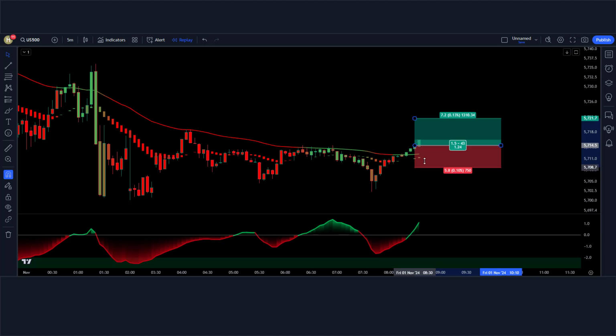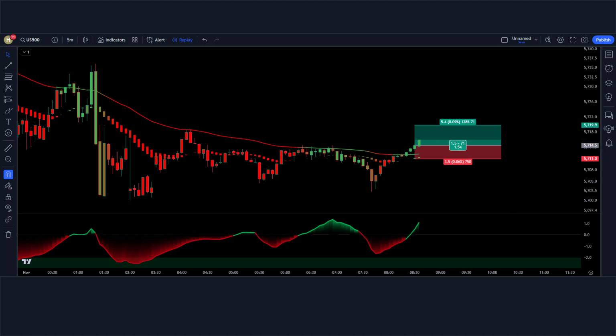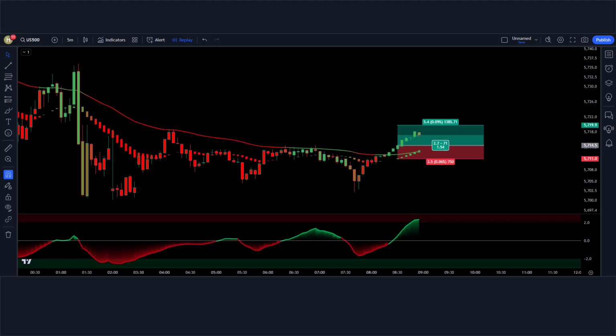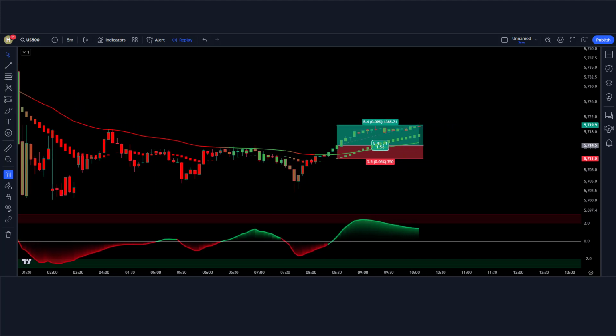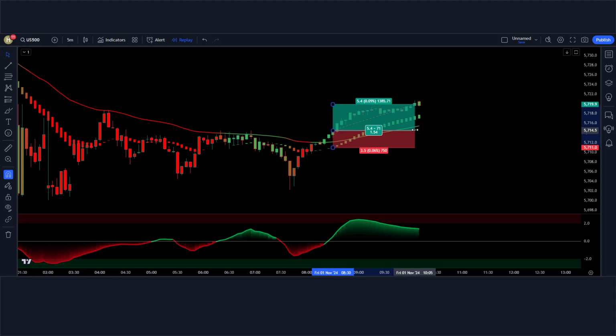Our stop loss will be placed at the lower of HAMA candles. And the risk to reward ratio will be 1:1.5. Let's see what happens to our trade. Our trade is running in profit. We have won the trade. Wait for the next signal.